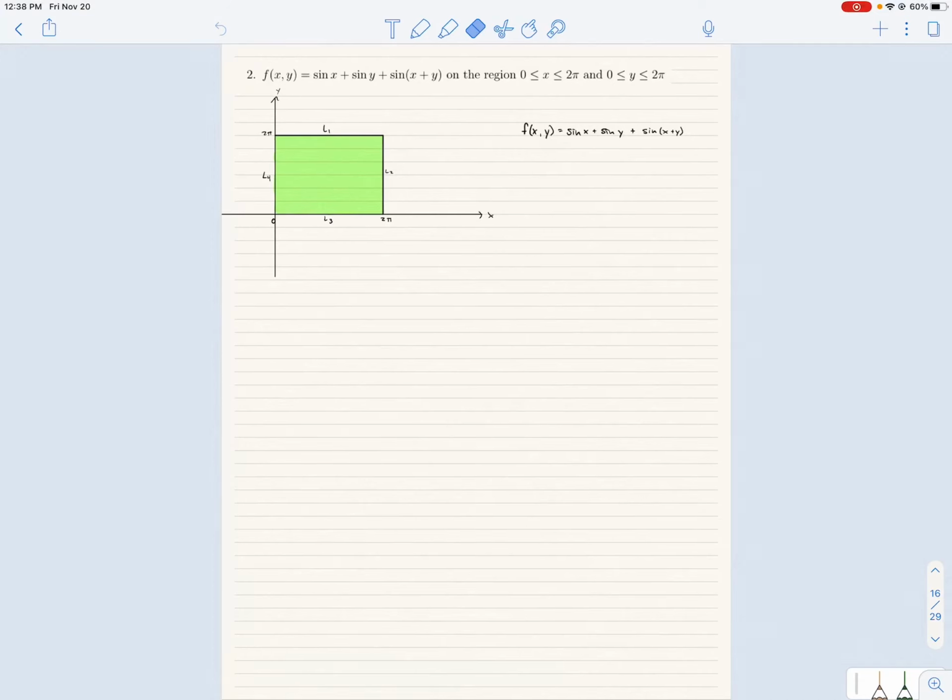Now we're going to move on to this next function, which is bounded between 0 and 2 pi in both the x and y directions. So once again, our domain is a convenient box. First, we will find the volume of the space between our function and the box.